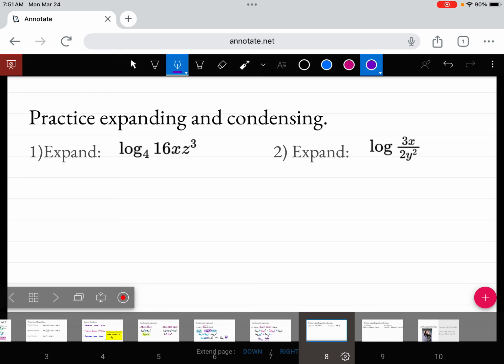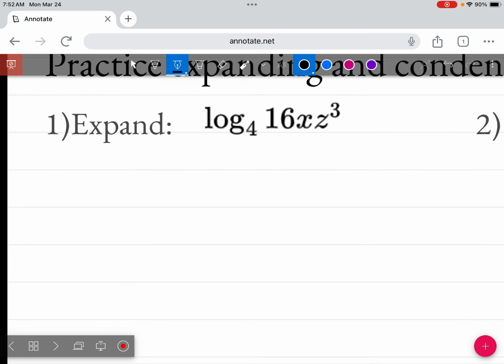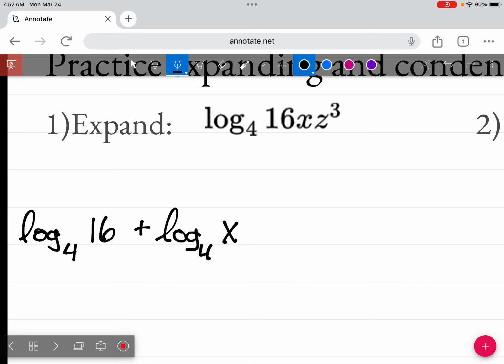So what do we get as our expanded form for this first one, for number 1 here? The fully done one. Log base of 4, 16 plus log base of 4x plus 3 log base of 4z.